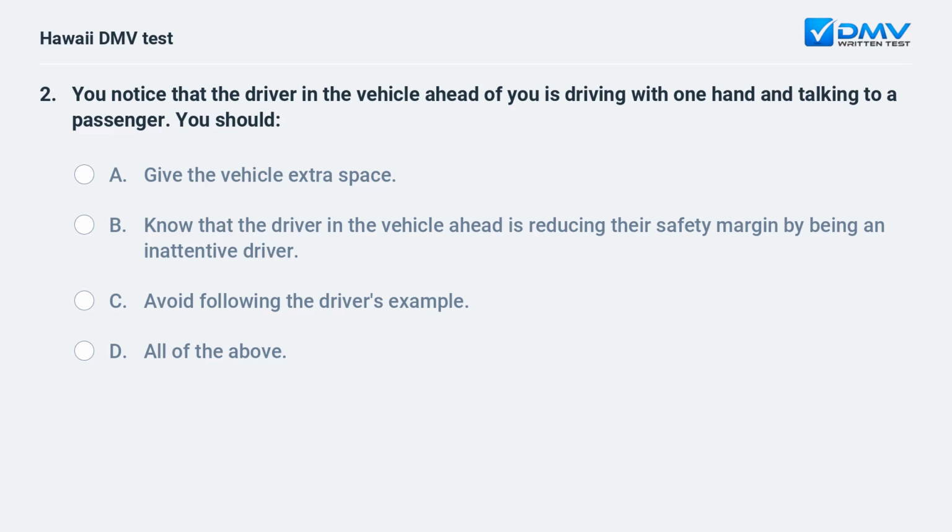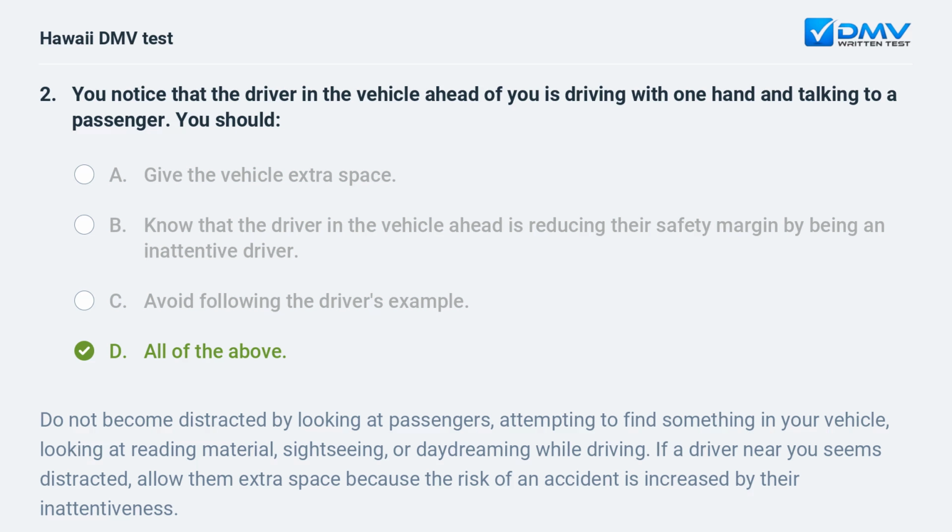You notice that the driver in the vehicle ahead of you is driving with one hand and talking to a passenger. You should A. Give the vehicle extra space. B. Know that the driver in the vehicle ahead is reducing their safety margin by being an inattentive driver. C. Avoid following the driver's example. D. All of the above. Do not become distracted by looking at passengers, attempting to find something in your vehicle, looking at reading material, sightseeing, or daydreaming while driving. If a driver near you seems distracted, allow them extra space because the risk of an accident is increased by their inattentiveness.